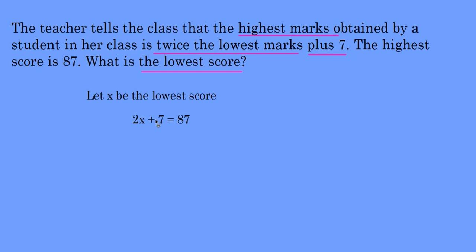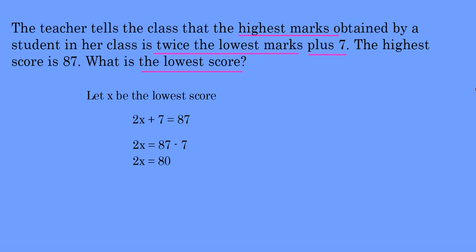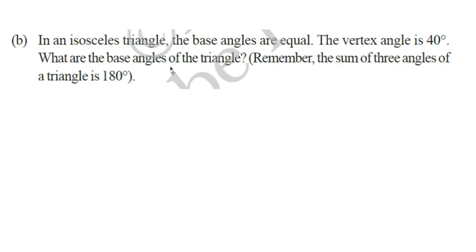Now you can solve it. You transpose 7 to the other side and 2 again, you will get the value of x. That is 2x is equal to 87 minus 7. That is 2x is equal to 80. To get x, you transpose 2 again. That is x is equal to 80 by 2, which is x is equal to 40. So we can write the conclusion as lowest score is equal to 40.